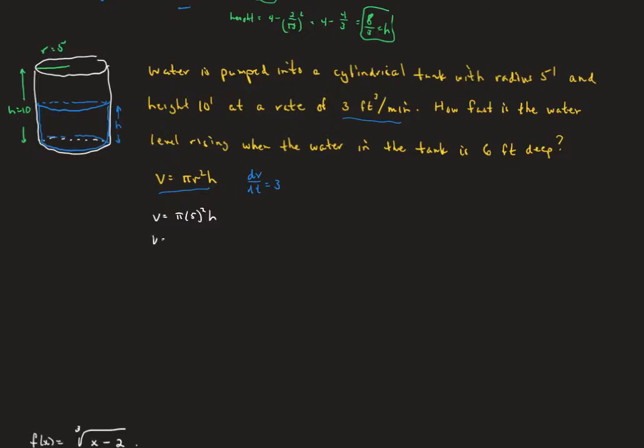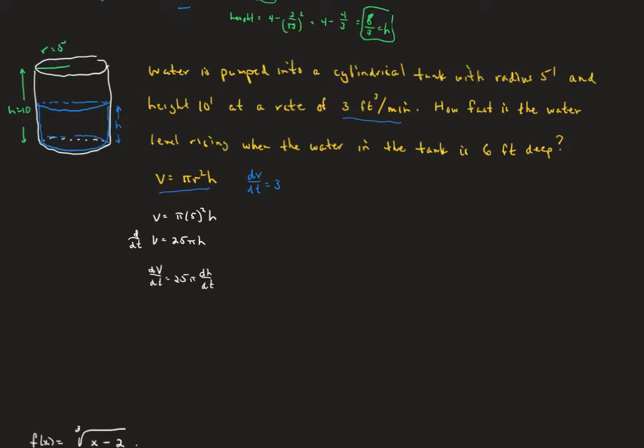And so our volume formula becomes 25 pi h. Oops, I left off the pi. 25 pi h. So here the V and the h are both changing with time, so we can differentiate that with respect to t. We'll get dV/dt is 25 pi times dh/dt.